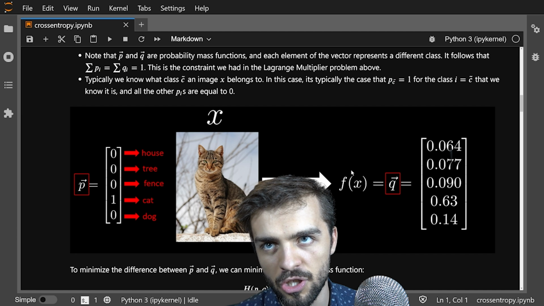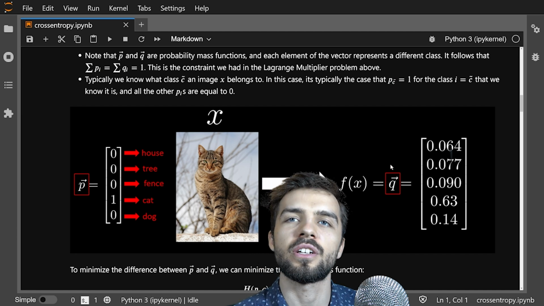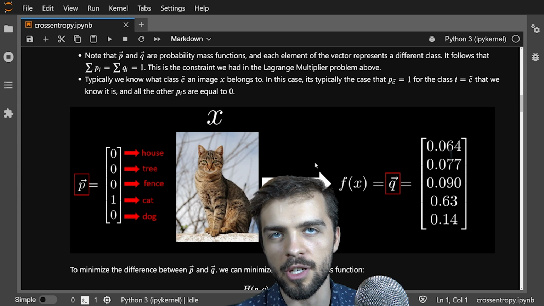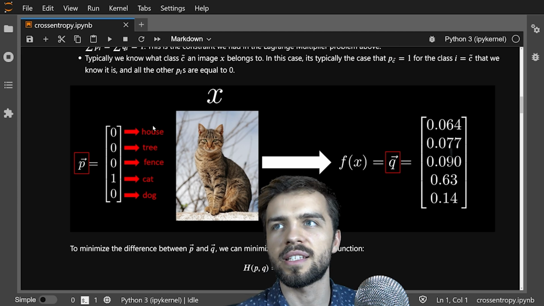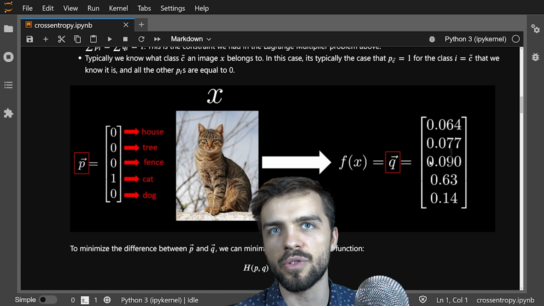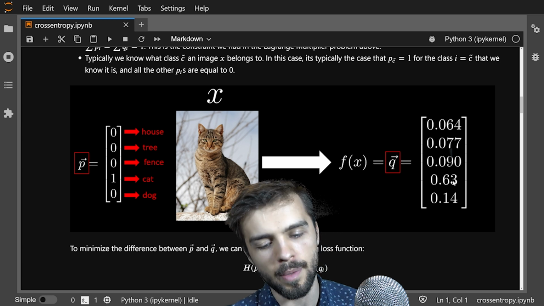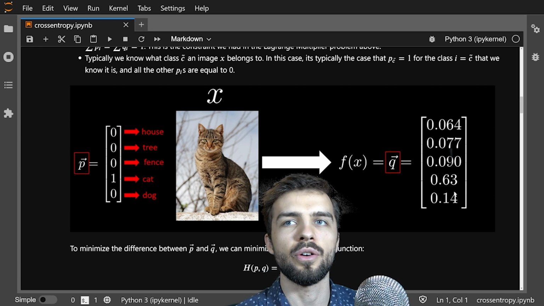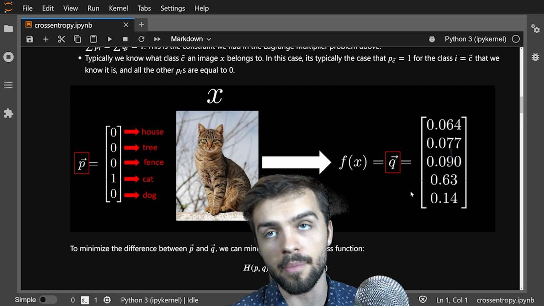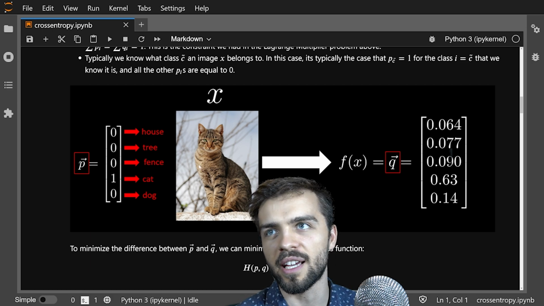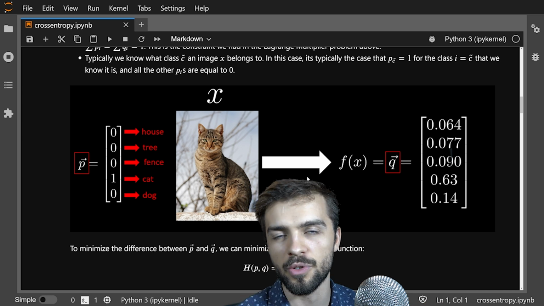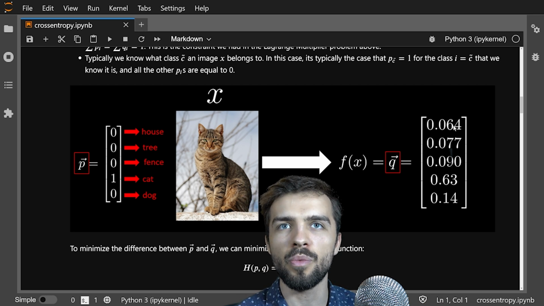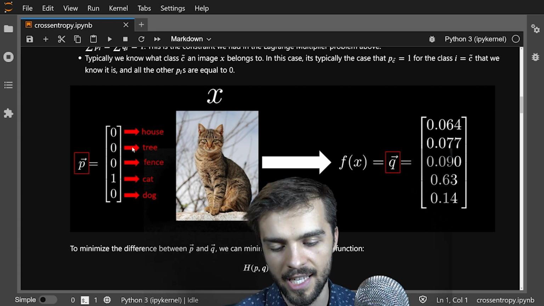Then you feed it into some machine learning model f. It predicts a corresponding vector Q for this image, and it gives the probabilities. So it's saying, oh well, it's 0.064 that it's a house, 0.077 that it's a tree, 0.09 that it's a fence, and 0.63, so a 63% chance, that it's a cat, and a 14% chance it's a dog, which might happen in machine learning because this looks like a cat, but a machine learning model might mistake it for a wolf or something if it's in the snow, with the tree here. So your model takes it in, and you want these probabilities to be as close to this as possible.